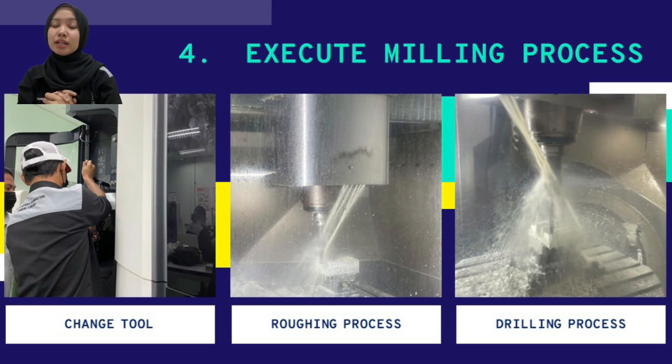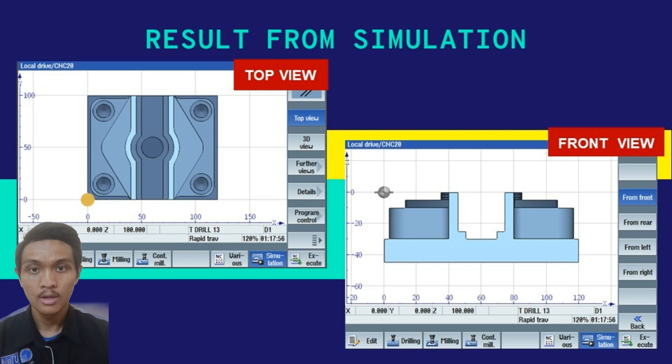Lastly, execute the milling process. Before we start machining, we have to change the tool as shown in the photo. These are two of the processes that we went through for our CNC milling project, which are the roughing process and also the drilling process, and there is another one which is pocketing.